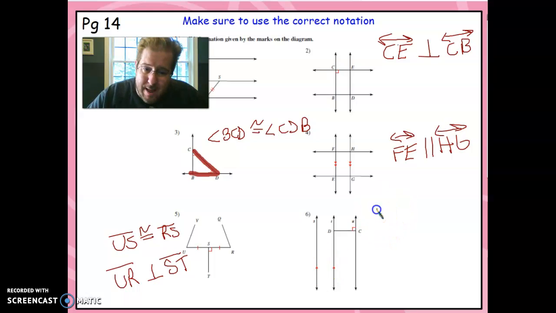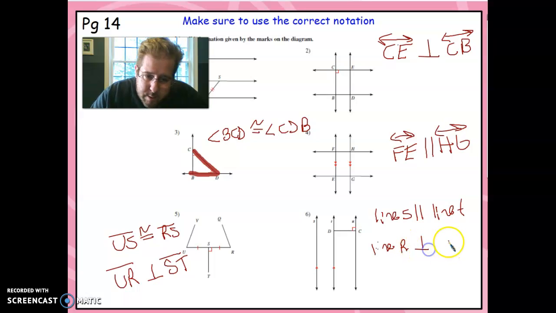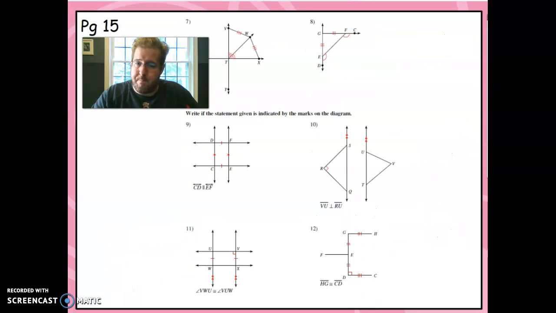So that would be line S is parallel to line, and it's a little hard for me to see. It looks like line T, lowercase t. And then we've got a perpendicular symbol. So we've got line R is perpendicular to segment DC. And that would be this symbol. This segment and this line are perpendicular to each other.